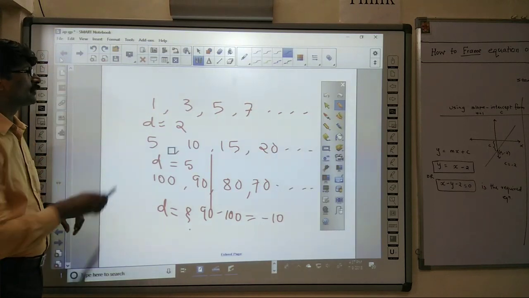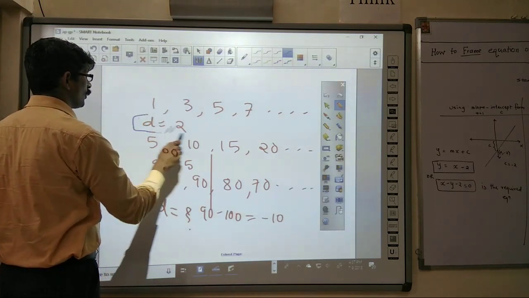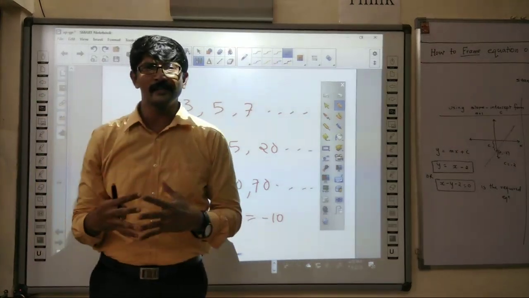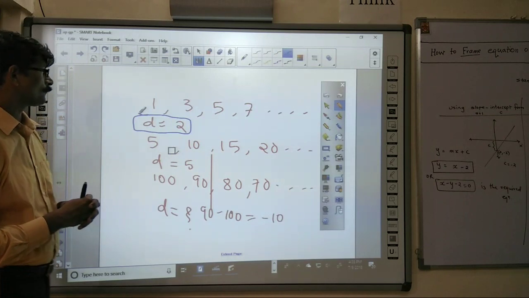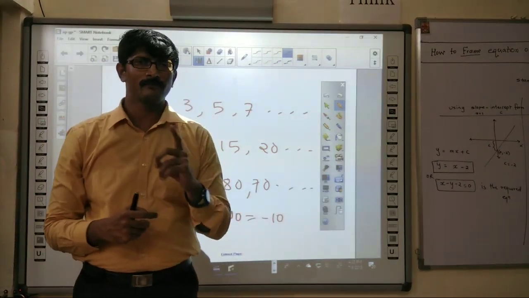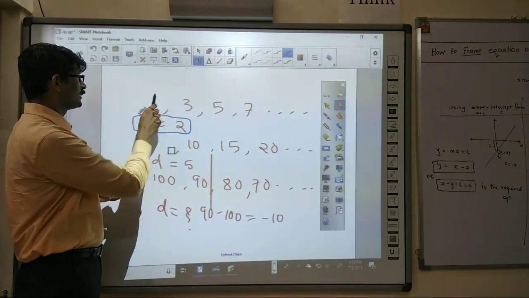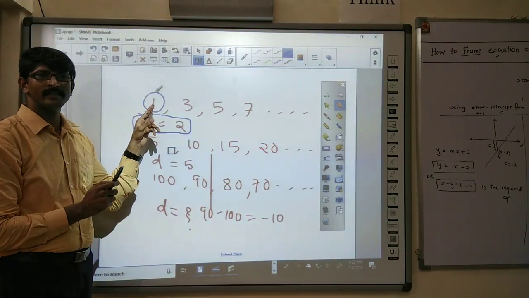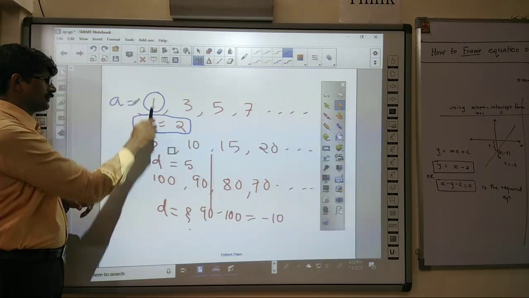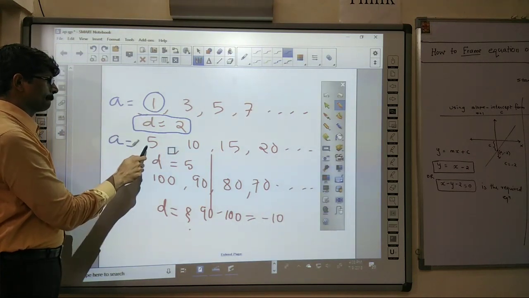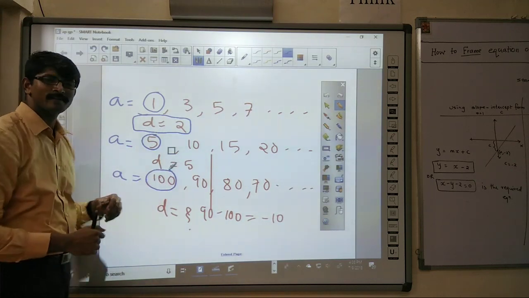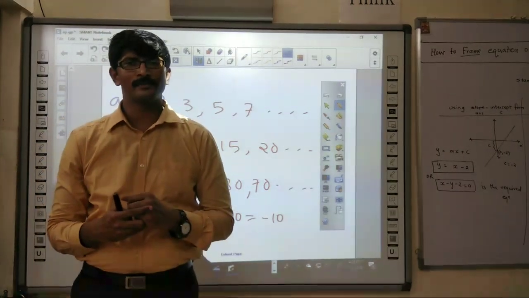So how to find the common difference, by now you understood. Common difference is nothing but succeeding term minus preceding term. Next thing is what is A1, or the first term, the first number. In this series the first number is denoted as A. So A is 1. Over here A is 5. Over here A is 100. Do you understand, students, what the first term is?